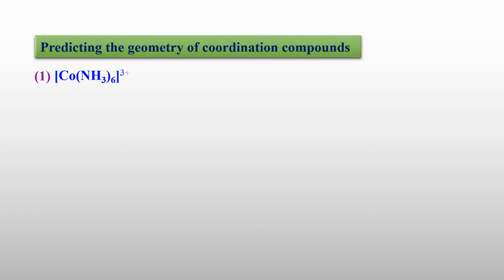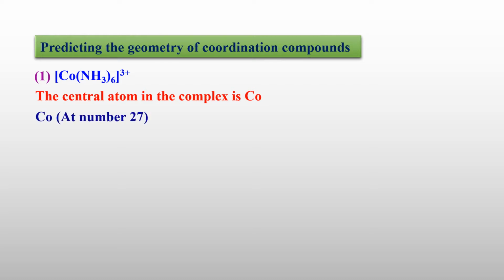See the first example: hexaamminecobalt(III). The central atom in the complex is cobalt. Cobalt's atomic number is 27. We will write the electronic configuration of cobalt: argon is the nearest noble gas, 18, then 4s2, 20, 3d7, 27.